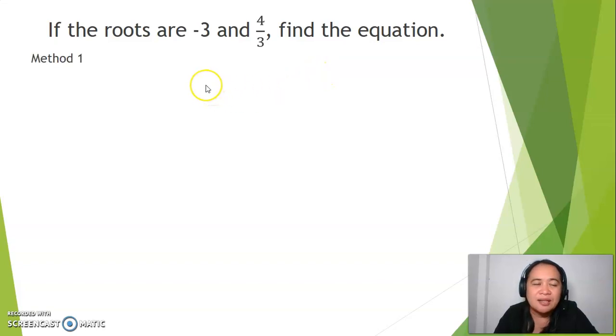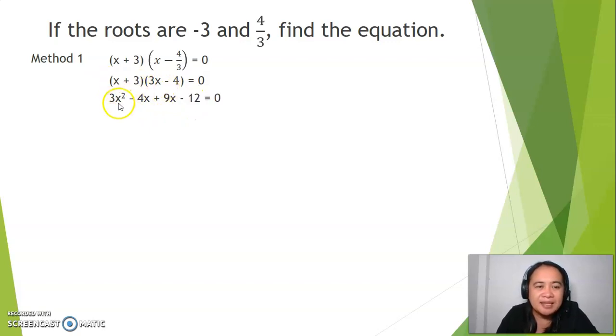So with this, using the first method, we will have x plus 3, and the other one would be x minus 4/3. Or we can simplify: x plus 3 and 3x minus 4. So using the FOIL method, x times 3x is 3x squared, x times negative 4 is negative 4x, 3 times 3x is 9x, and 3 times negative 4 is negative 12. Now, combine these like terms, we will have 3x squared plus 5x minus 12 equals 0.